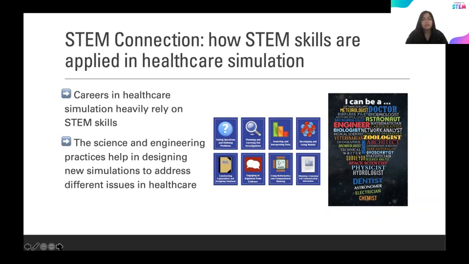So overall, the science and engineering practices really help in designing simulations to address different issues in healthcare and to continue improving the field. Here's a picture of the science and engineering practices, which you may be familiar with if you're taking a middle school or high school science, engineering, or STEM class.